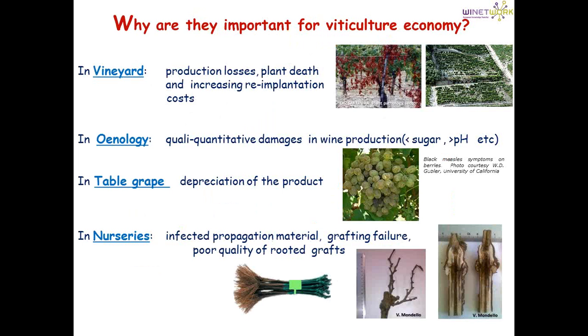Why are they so important for the viticulture economy? First, because in vineyards, they cause production losses, plant death, and increased replanting costs. In enology, GTD cause quantitative and qualitative damage in wine production, for instance less sugar and higher pH values. In table grape production, they can cause depreciation of the product, and in nurseries, GTD cause infected propagation material, grafting failure, and poor quality of rooted grafts.